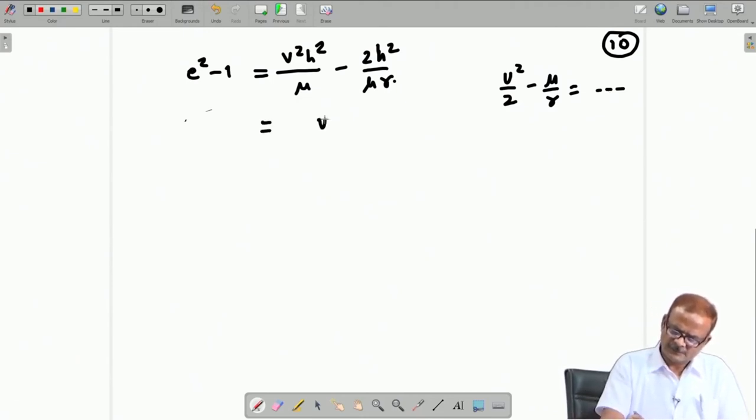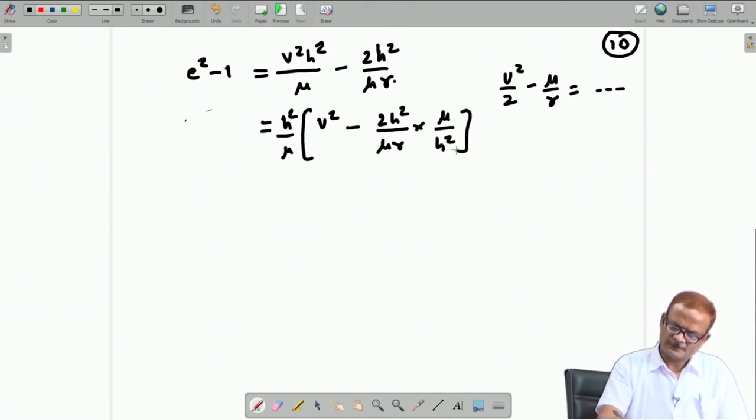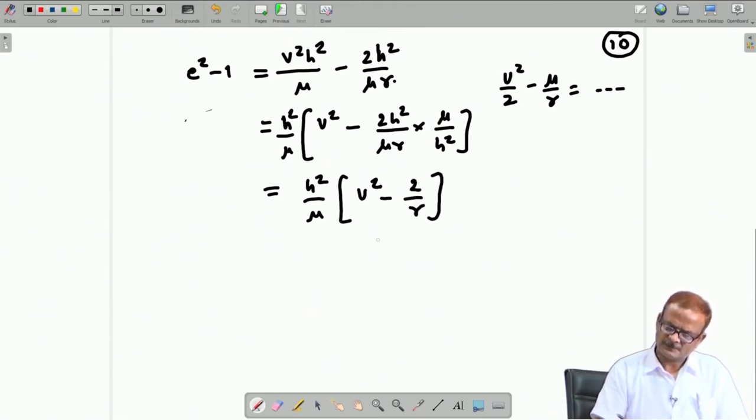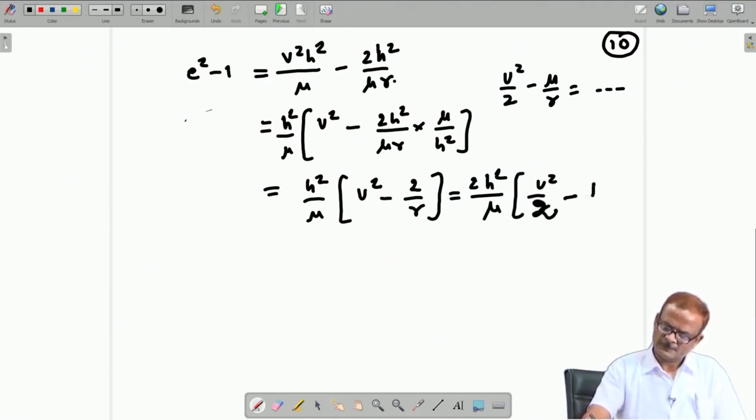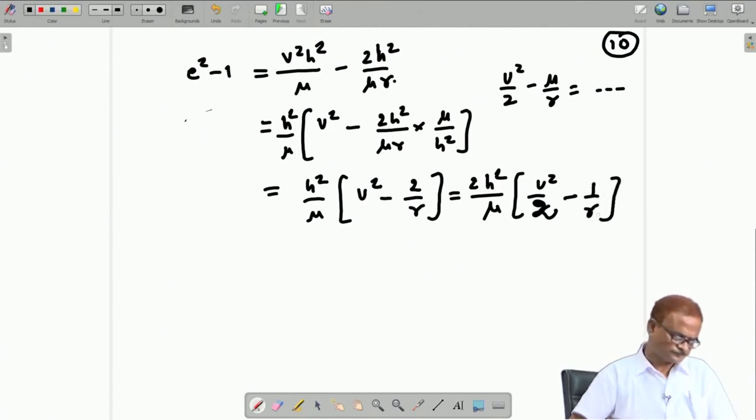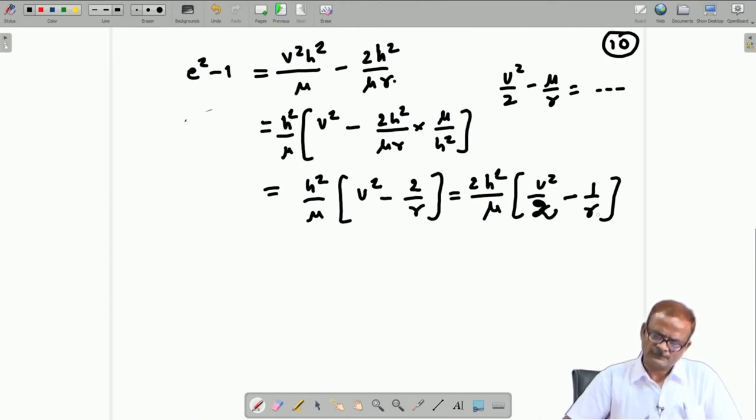So, if I try to do this, so this is v square. H square by mu I will take outside and this becomes v square minus 2 h square divided by mu r times mu by h square. So, this is h square by mu times v square minus h square cancels out, mu square cancels out, this is 2 by r. And then 2 also we will take outside. So, this is h square, this is 2 divided by mu times v square by 2 minus 1 by r. Somewhere something dropped out.